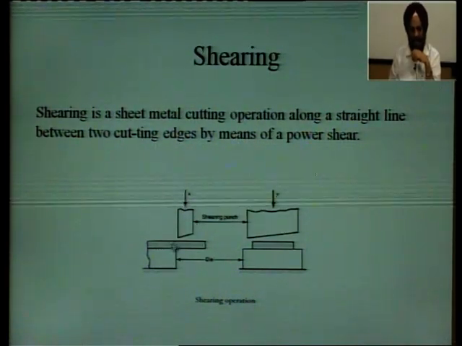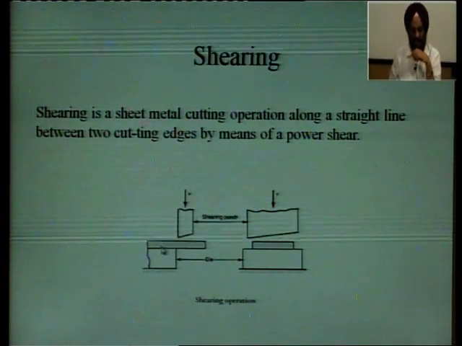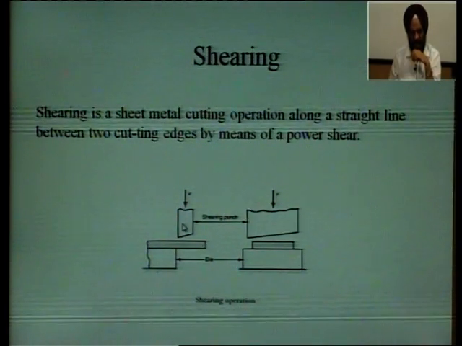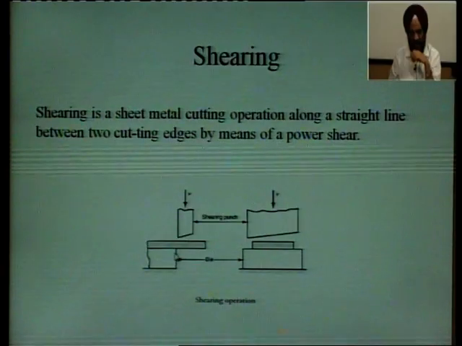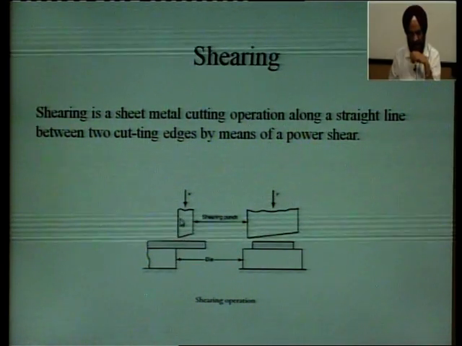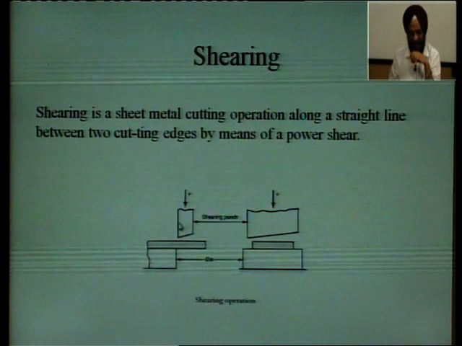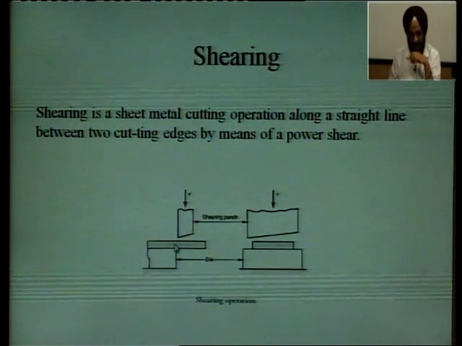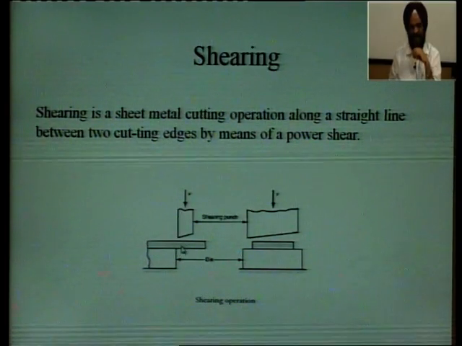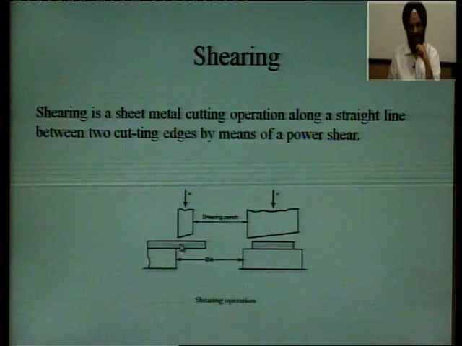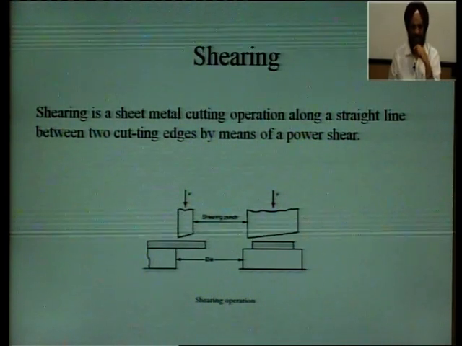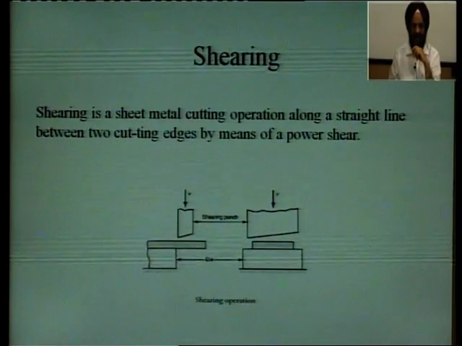This is the raw material. So when the raw material comes here, the punch comes down, and this edge and this edge, this is the die edge, this is the punch edge, they have very little clearance between them. So, as it comes down, it cuts the sheet. So, this is basically a physical cutting. This is the punch which cuts the sheet.